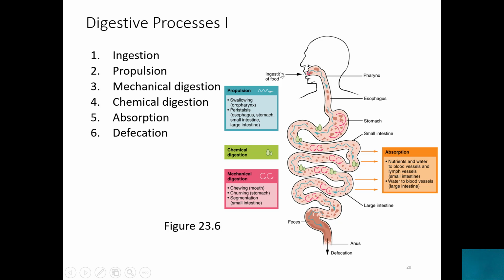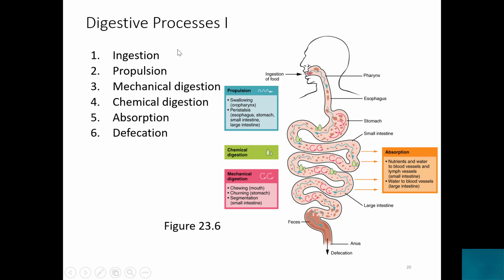Digestive processes. Everything that is going on inside of our digestive system is called digestive processes. We know 6 of them. Number 1 would be ingestion, taking of food into our mouth. That is simple, that is called ingestion. Next one, propulsion, it's movement of food. We start from swallowing, moving the food from mouth through pharynx down to esophagus, and after that, when food is moving from esophagus into the stomach, then into small intestine, large intestine, that is called peristalsis.